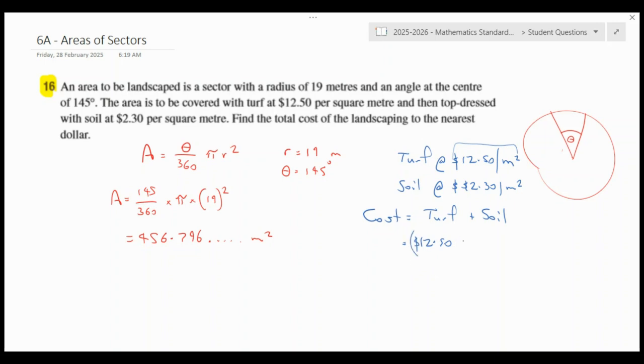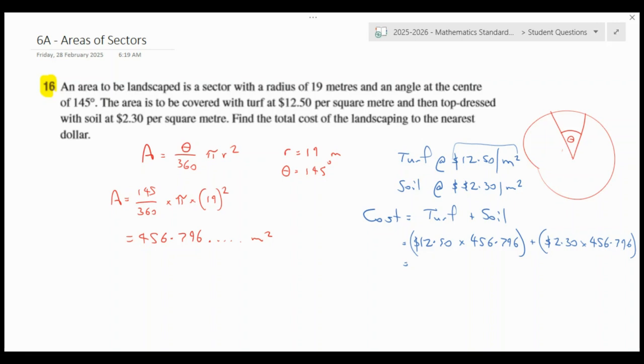Now, what is our area cost? I'm going to write in this one: 456.796. I'm not going to write the rest of the numbers. I couldn't be bothered. Plus $2.30 times 456.796. Now, you would then put that into your calculator and that will give you the cost.